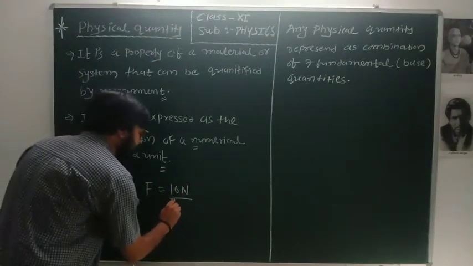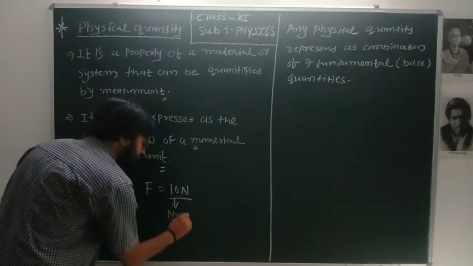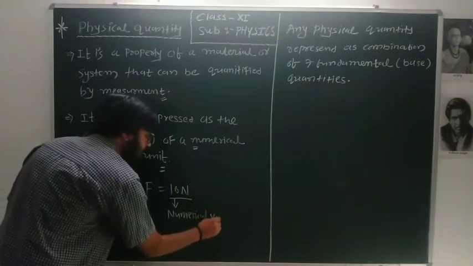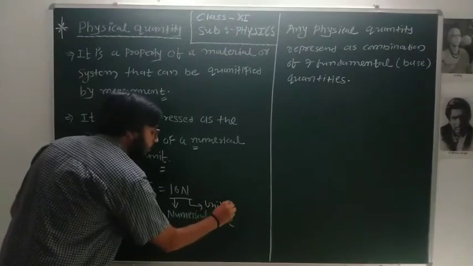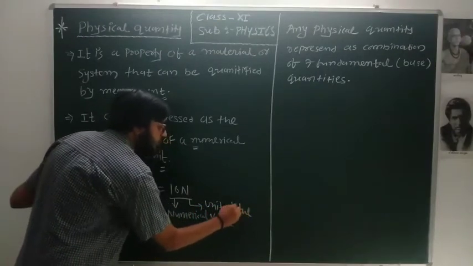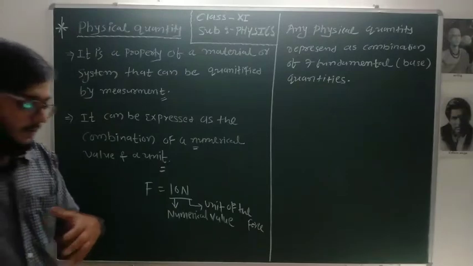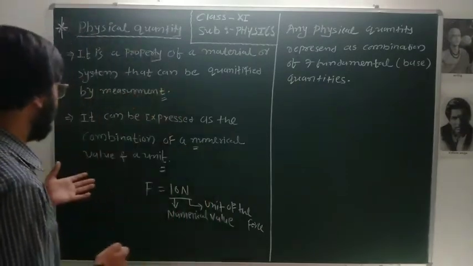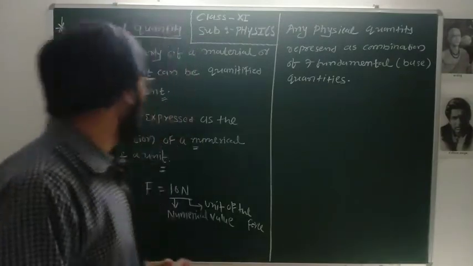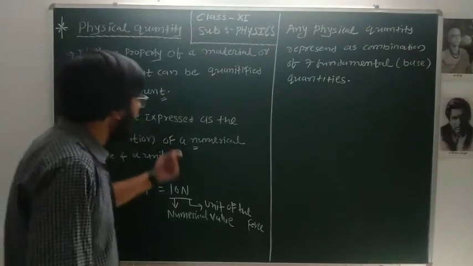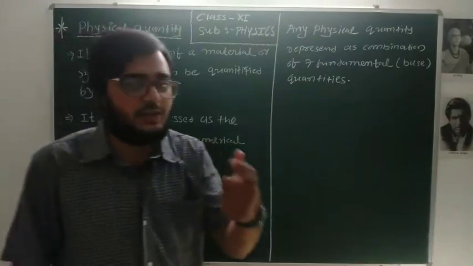Here 10 is the numerical value, and N is the unit of the force. So a physical quantity is defined as the combination of a numerical value and a unit. Here Newton is the unit of force.